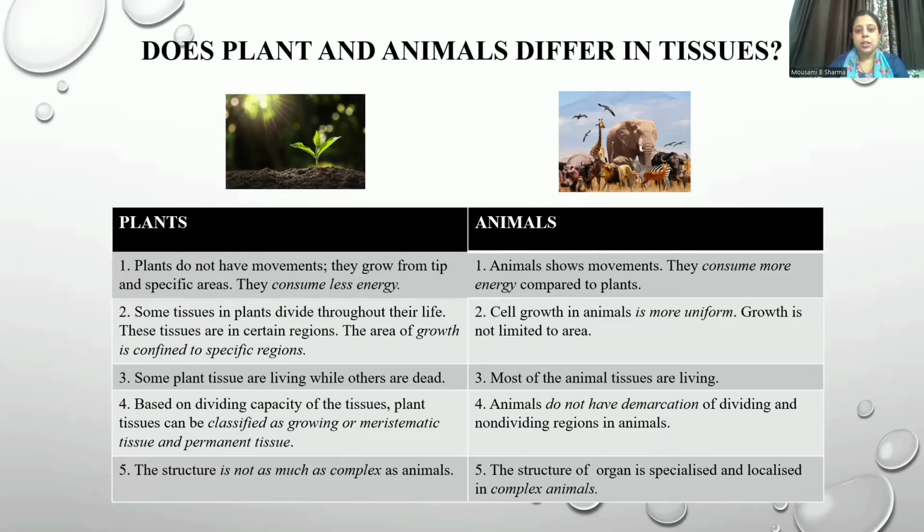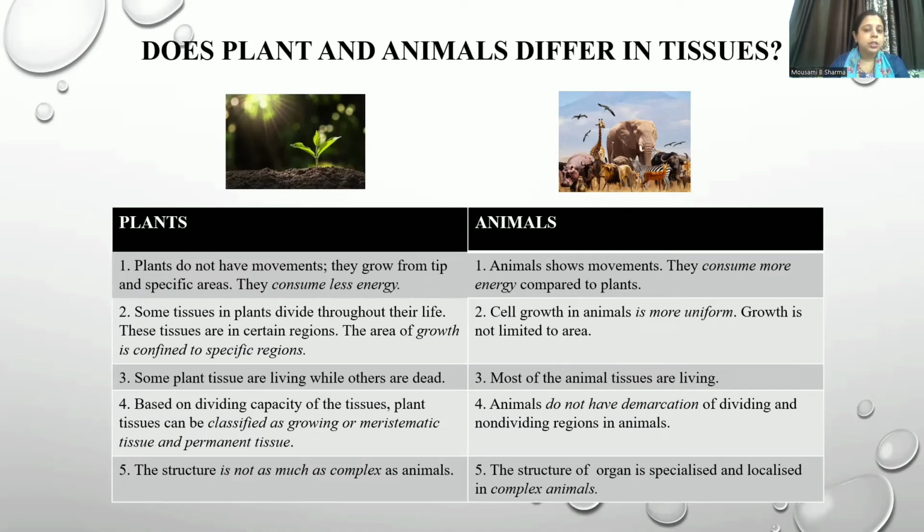The second difference is that plants have two types of tissues because plants grow from either the tip or from a particular region. Their growth is not all over the body. Their growing area is specific. That is the reason the plant has two types of tissues. Few tissues grow all over their life and few tissues become dead after a certain period. So the tissues which grow all over their life are known as growing or meristematic tissue. And the other type of tissue which stops growing is known as permanent tissue.